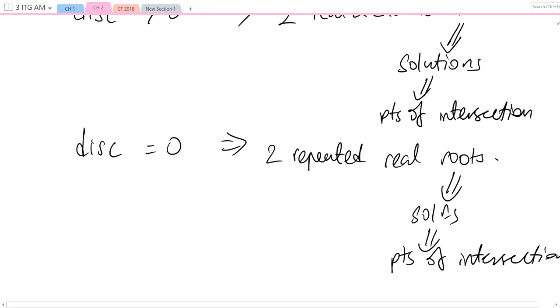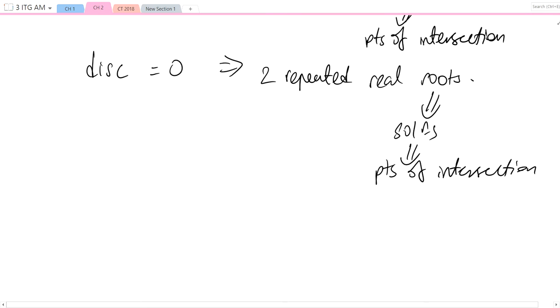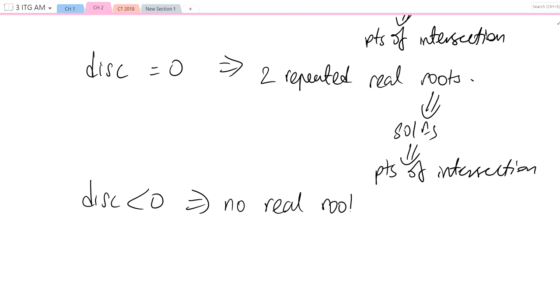Okay, and finally, we've got discriminant less than 0. What does this mean now? No real roots. Roots again will be solution, which is our points of intersection.